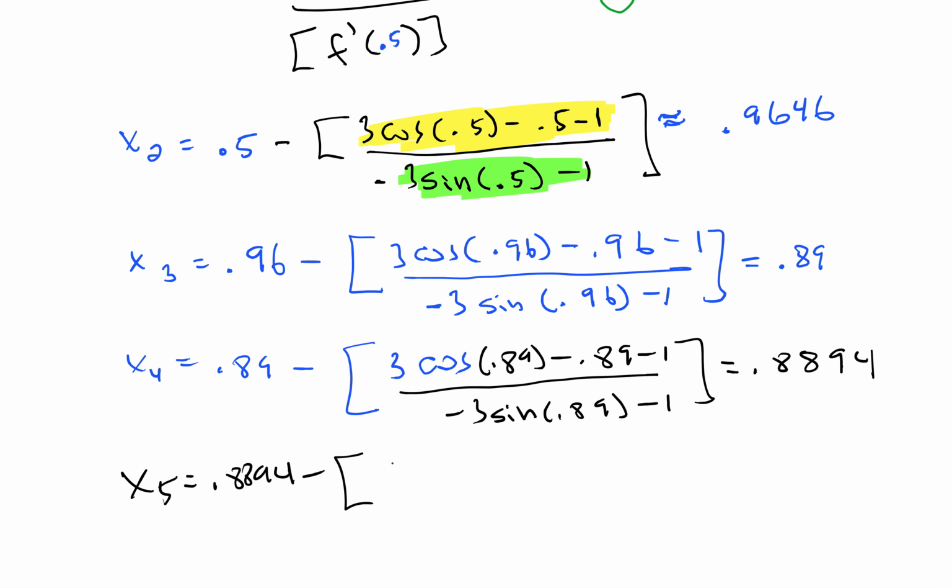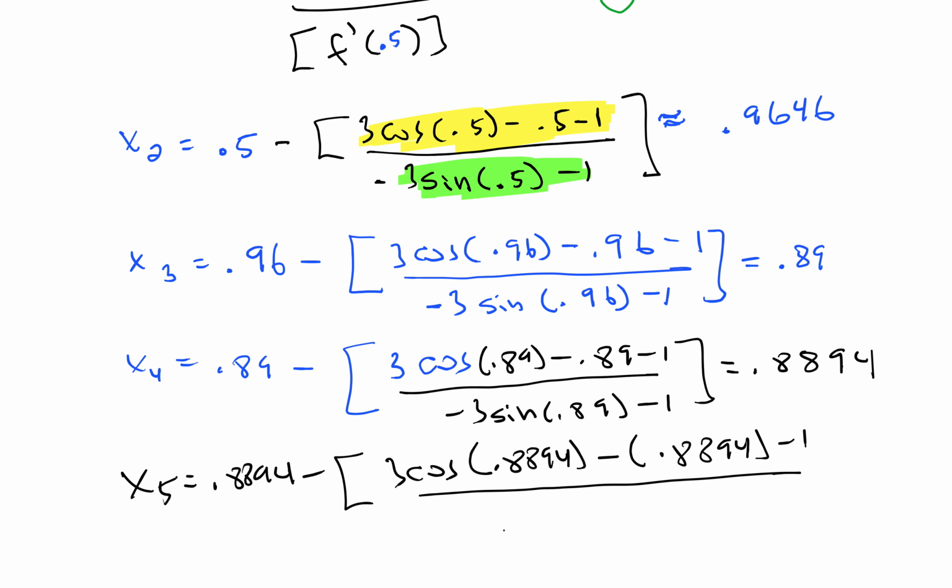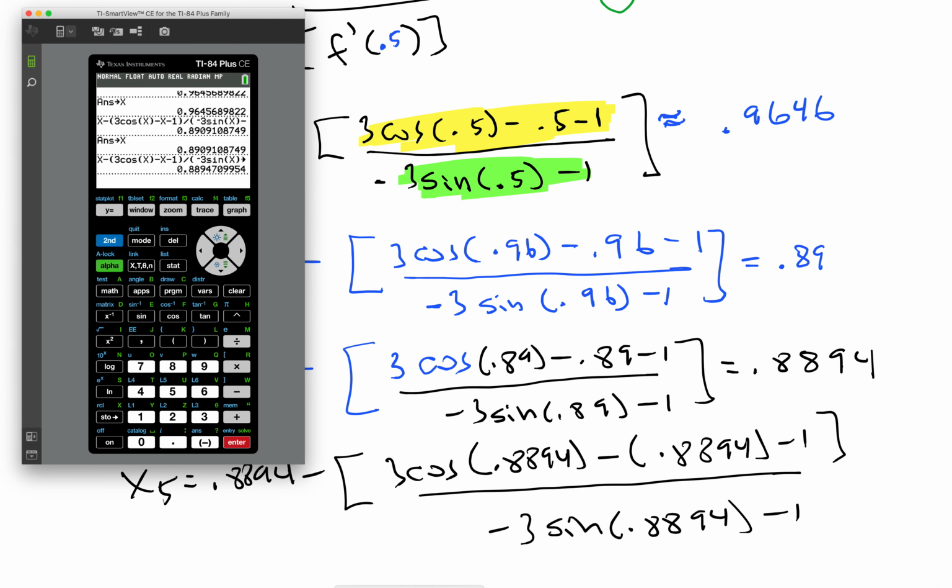0.8894 minus 3 cosine 0.8894 minus 0.8894 minus 1 over negative 3 sine 0.8894 minus 1. Okay, on the calculator it's already set up for us to do that. You go over here, store x, plug it in. Look at that.